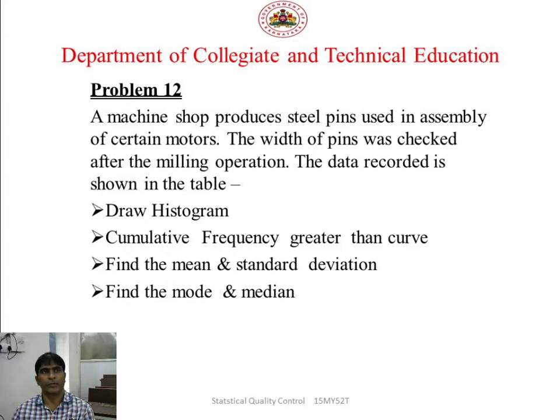So for that, we should draw the histogram and the cumulative frequency greater than curve. We should find the mean and standard deviation. We should find the mode and median. Every calculation we should do in this problem. Okay, we should draw the histogram, we should draw the cumulative frequency greater than curve, we should calculate the mean and standard deviation, and we should find the mode and median.